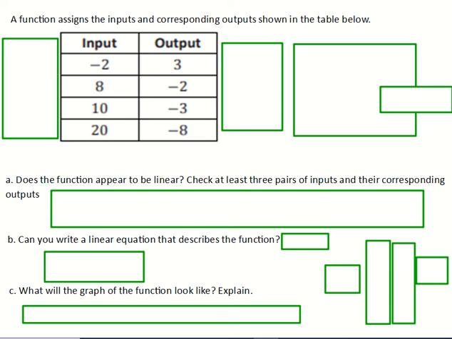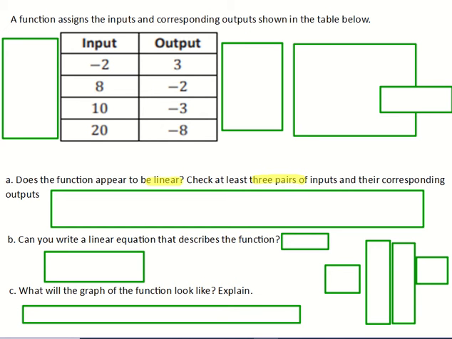A function assigns the inputs and corresponding outputs shown in the table below. So our input values, we have -2, 8, 10, and 20. Our outputs, we have 3, -2, -3, and -8. Question A says, does the function appear to be linear? Check at least 3 pairs of inputs and their corresponding outputs.